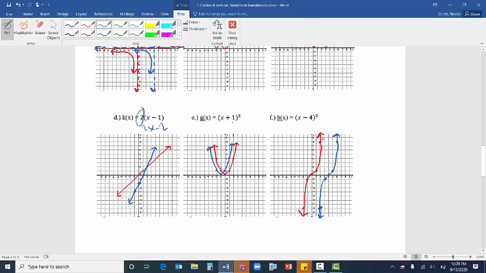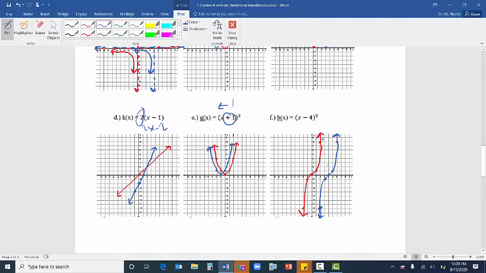Let's see letter E. We had a parabola. But the plus 1 is inside the parentheses, which means we're going to shift left 1 space. So I take this point, move it to the left 1. I take this point and I move it to the left 1. I take this point, move it to the left 1, and so on.